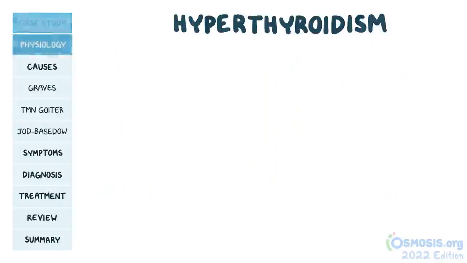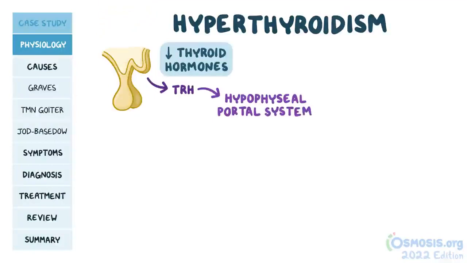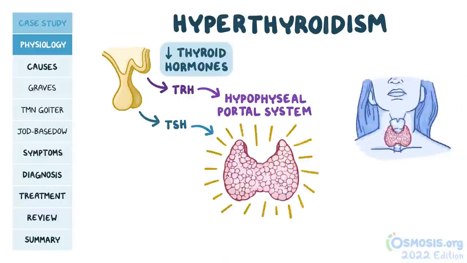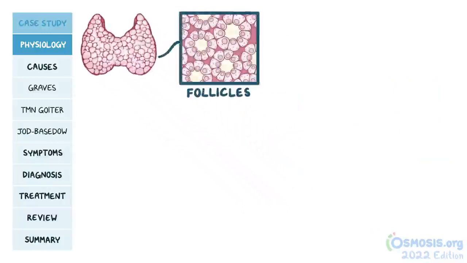First, a bit of physiology. Normally, the hypothalamus detects low blood levels of thyroid hormones and releases thyrotropin-releasing hormone, or TRH, into the hypophyseal portal system. The anterior pituitary then releases thyroid-stimulating hormone, also called thyrotropin, or simply TSH. TSH stimulates the thyroid gland, which is a gland located in the neck. The thyroid gland is made up of thousands of follicles, which are small spheres lined with follicular cells.